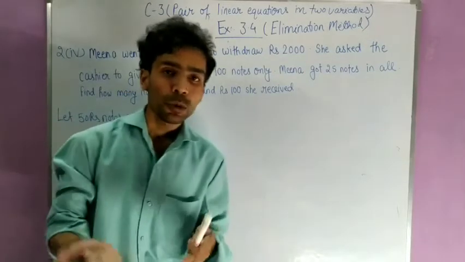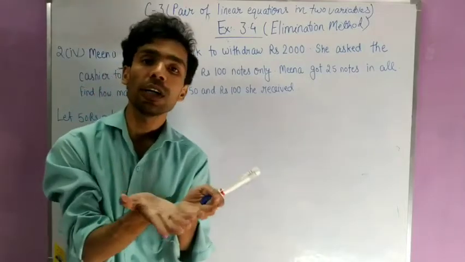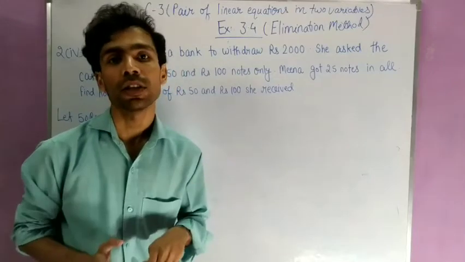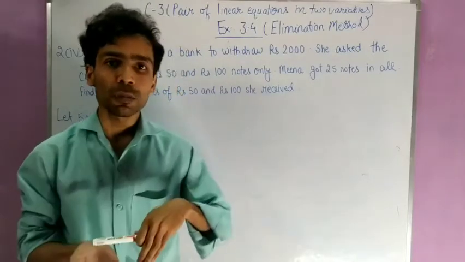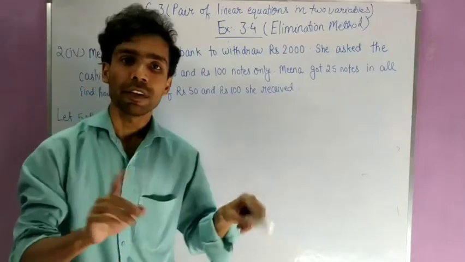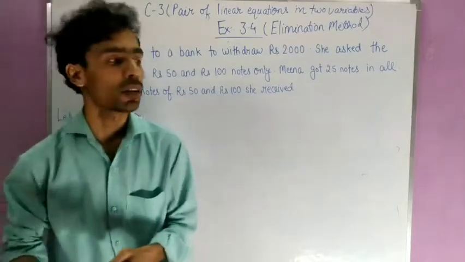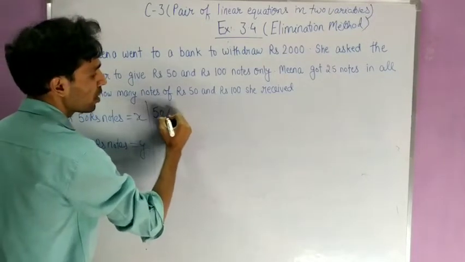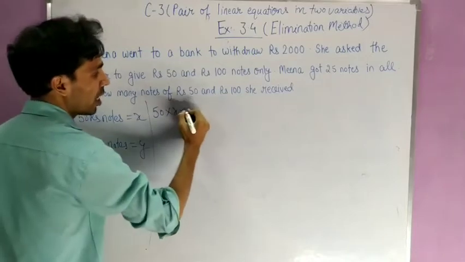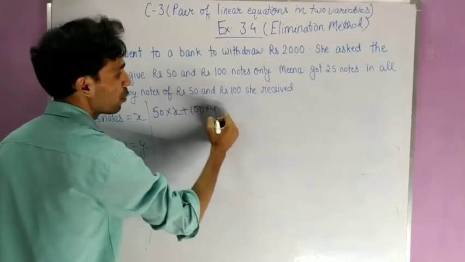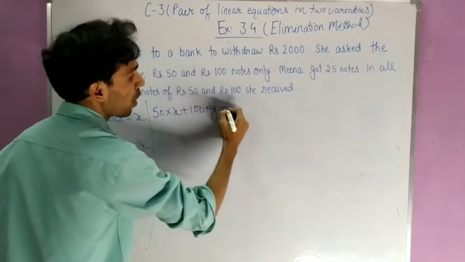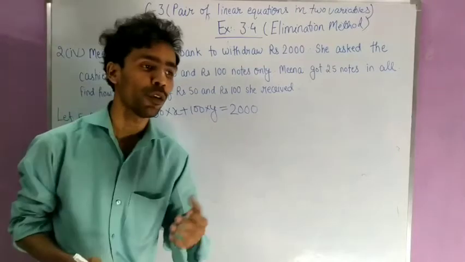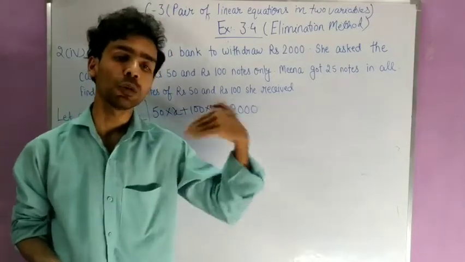Meena went to a bank to withdraw her money. So overall, how much money will she get? She will get 2000. And in that 2000 rupees, what are the types of notes? 50 and 100 rupees notes. So the first equation we will form is: if 50 rupees notes are multiplied by x and 100 rupees notes are multiplied by y, this will be equal to how much? 2000 rupees.